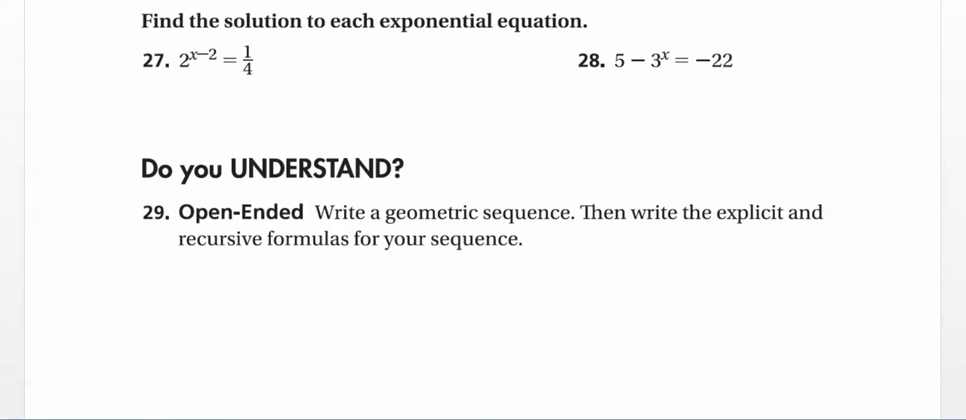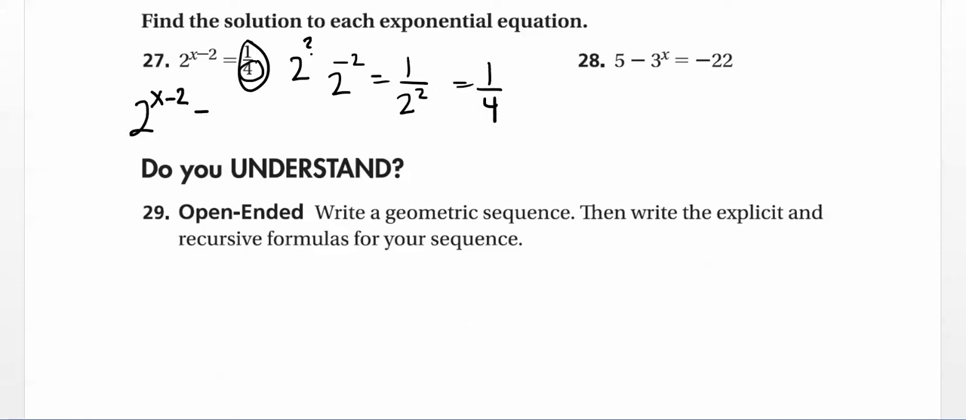Okay, 27. Well, we want to think about this thing here as 2 to what power? That would be the negative 2 power. 2 to the negative 2 power is 1 over 2 to the second power, which is 1 over 4. So I know that this thing equals 2 to the negative 2 power. So take this and set it equal to negative 2. Add 2 to both sides, and x is 0.